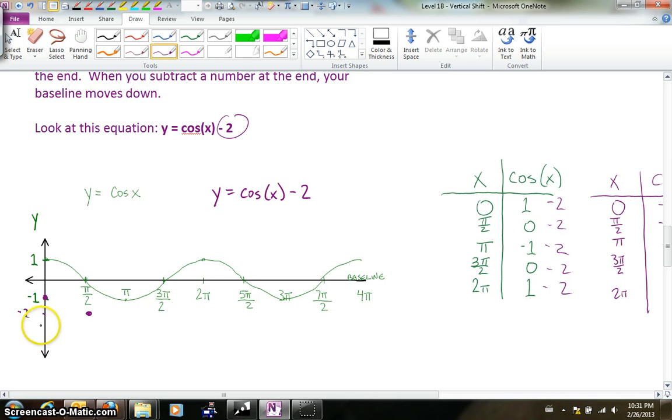At pi, we're at negative 3. 3 pi over 2, we're back to negative 2, and 2 pi, we're back to negative 1. So I'm going to draw my cosine graph again as smoothly as I can here, and recognize that we can tell everything has been moved down 2, including the baseline. The baseline is no longer up at the x-axis. The baseline is now down here at negative 2. And again, the function would continue all the way forever and ever.